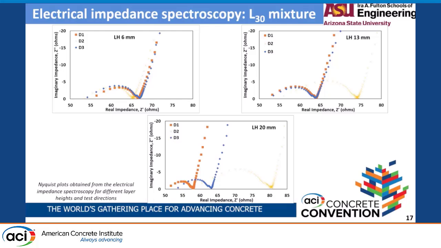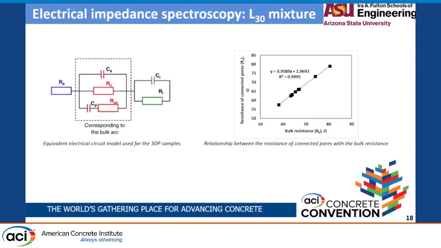So the parameter extracted from EIS was related to the bulk resistance, and we found that a good correlation can be established between the connected pores and the bulk resistance obtained for the samples. So the model that is proposed for conventional concrete can be efficiently used for 3D printed samples also, and we can get a quicker measurement of microstructure properties from EIS for 3D printed samples also.